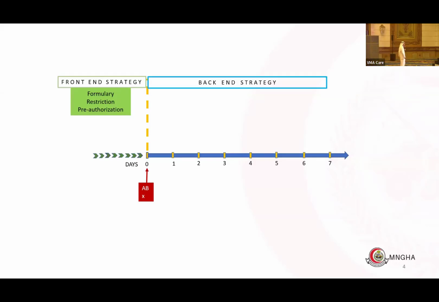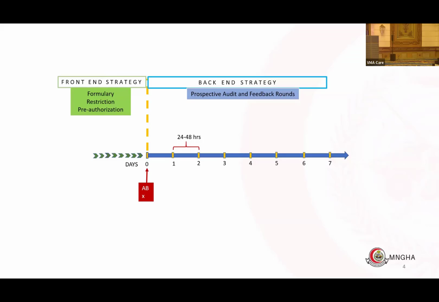On the other hand, in the back-end strategy, you have already prescribed the antibiotic, and this is prospective audit and feedback. Prospective audit and feedback has maybe three categories: at 24 to 48 hours. If I'm doing a BAF round after 24 hours, what am I targeting? Within 24 hours, three things. Any idea?